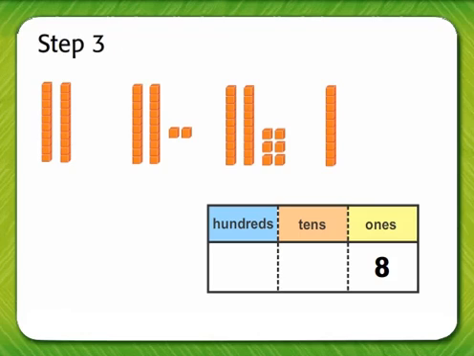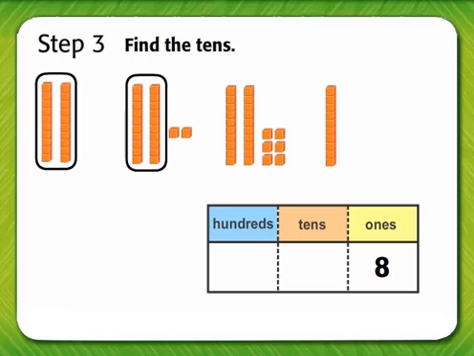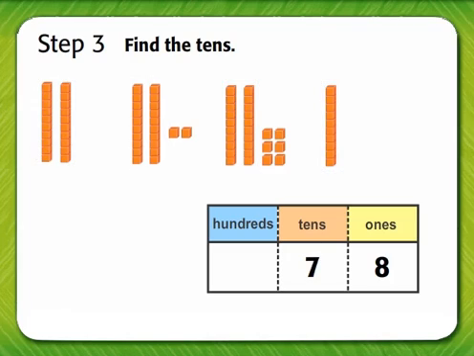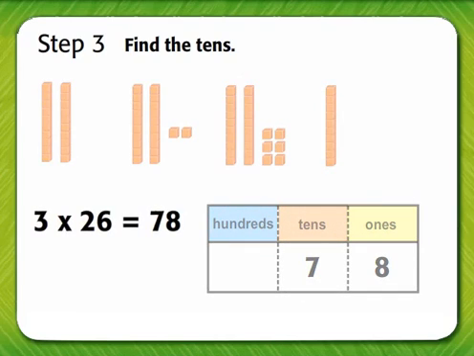Now we can find the tens. Let's count the number of tens. There are 2 plus 2 plus 2 plus 1, or 7 tens. Finally, write 7 in the tens place. So 3 times 26 equals 78.